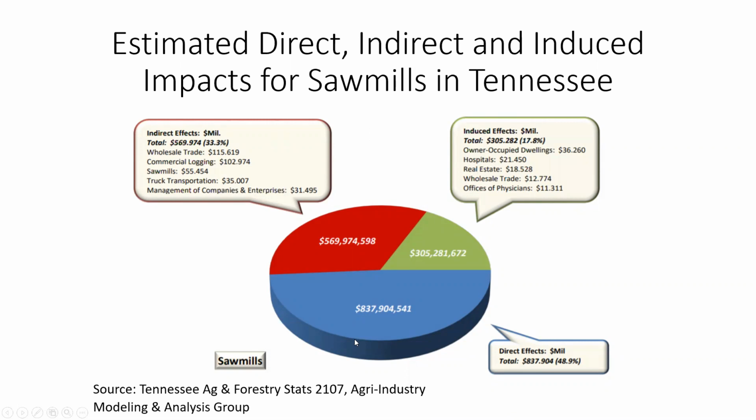You'll see that's about $837 million. And the one term that many probably aren't familiar with is the induced effects. That's related to the increase in incomes of those involved with the industry. With that increased income, the money is spent in the local economy for real estate, housing, hospital expenses, and just general wholesale trade in total. So you can see the far-reaching effects that the sawmill industry has within the state.